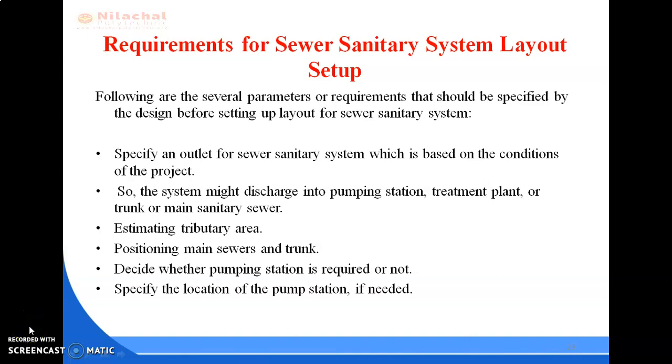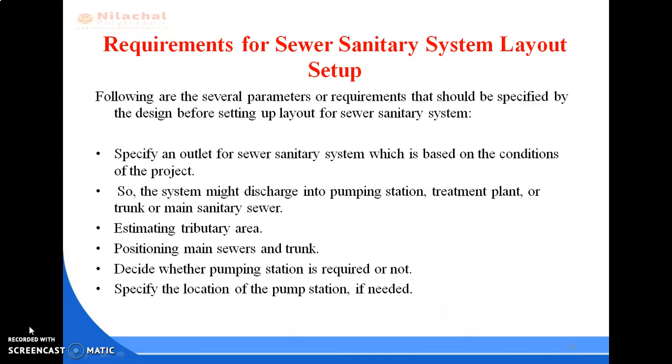Hello students, in the previous lecture we had discussed the different steps for construction of sewer pipelines. Today we will discuss the different requirements for sewer sanitary system layout setup.